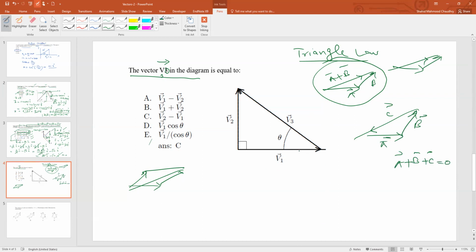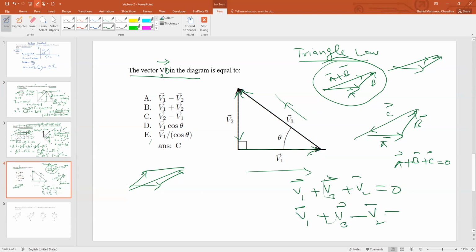So here you can see, if this is V1 and this is V2, in this direction, if I'm going this direction and then this direction, it is V1 plus V3. Okay. If this line is in this direction, then I will write here plus V2 equal to 0. But this line is in this way. So what I will do? V1 plus V3, V3 minus V2 equal to 0. I will write like this one.